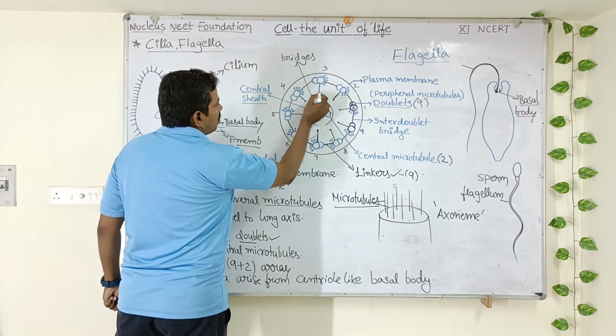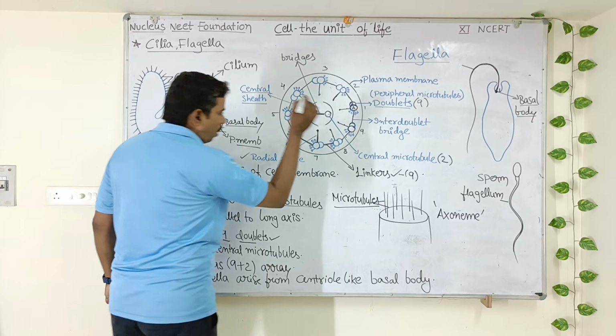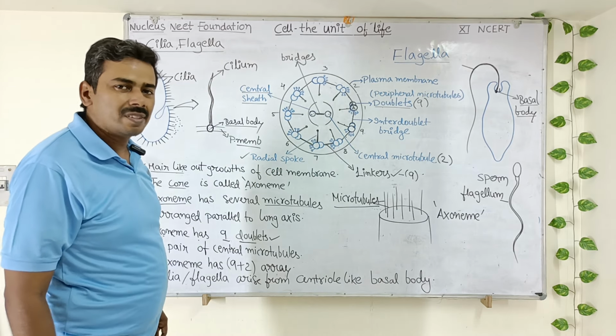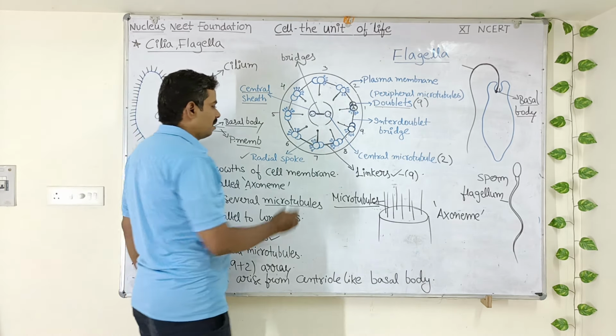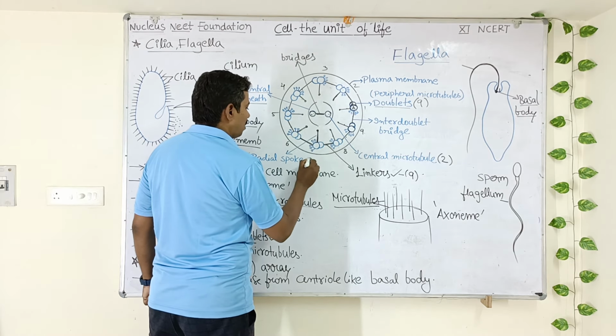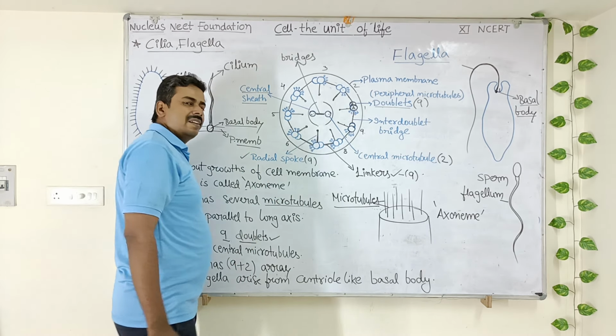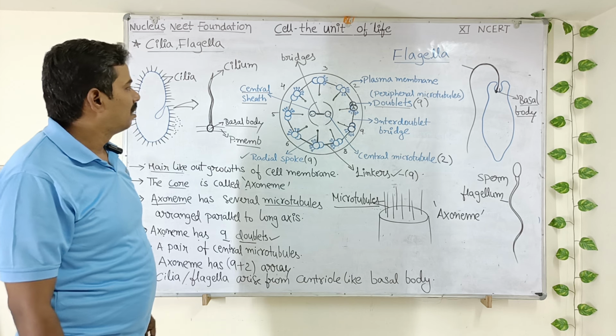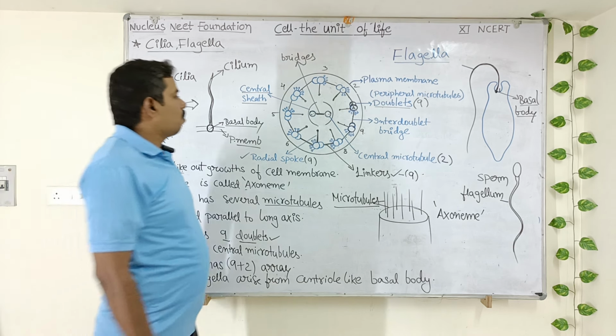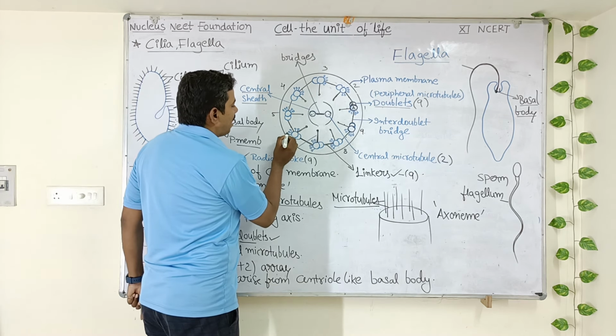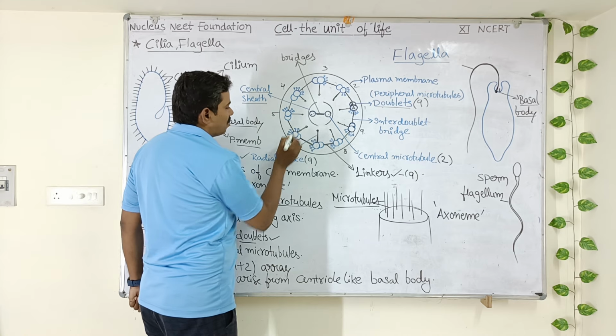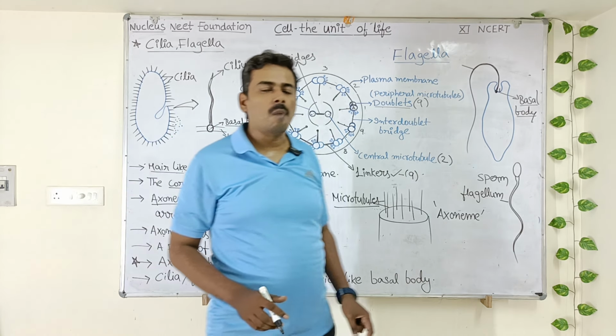This is one, this is one, this is one, this is one, this is one, this is one, this is one. So total how many radial spokes are there? Come on, students. Yes, you are right. Total there are 9 radial spokes. Understood? So now what are these small bat-like structures, tennis racket-like structures? They are called Dynein arms.